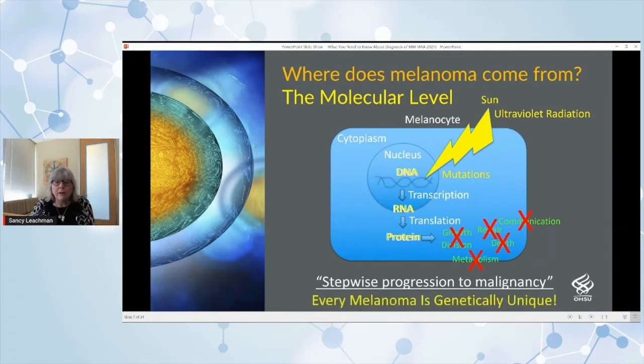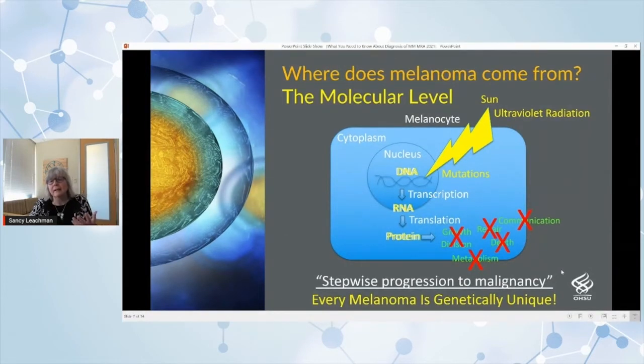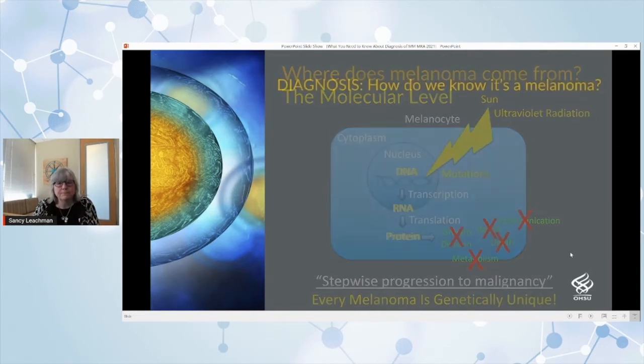And this is basically a really fundamental, important thing to understand, that every melanoma is a unique cancer, right? It's genetically unique. No two melanomas have exactly the same collection of mutations that have led it to become cancerous. Now, there are some mutations that are more common than others, but none of them are identical.